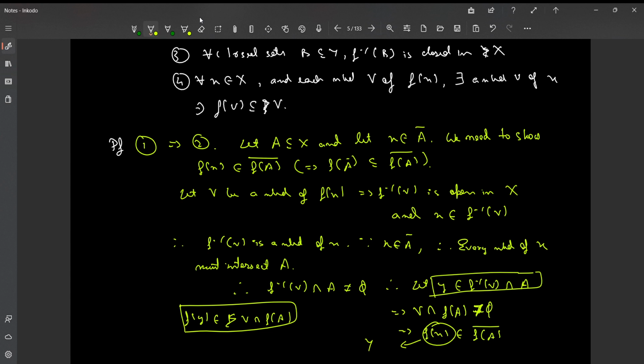So fx is an element from Y, such that every neighborhood of fx intersects f of A. Therefore, fx is a closure point of f of A. Closure point means elements in the closure of the set. Therefore, fx must be in the closure of f of A, and that immediately implies that f of A closure is contained in f of A whole closure, right?